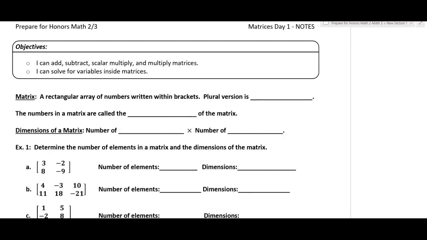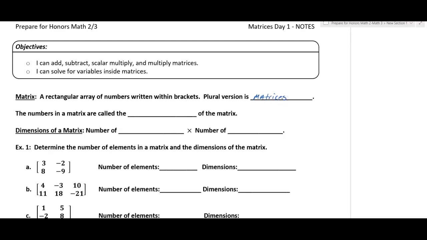Okay, this lesson's the first day of matrices. Matrices are used a lot in mathematics, especially higher level mathematics classes that you'll take when you get to college. So first, what is a matrix? A matrix is basically a rectangular array of numbers written within brackets. As you can see down below, you'll see a couple of examples of what a matrix looks like. Now, the plural version of a matrix is matrices.